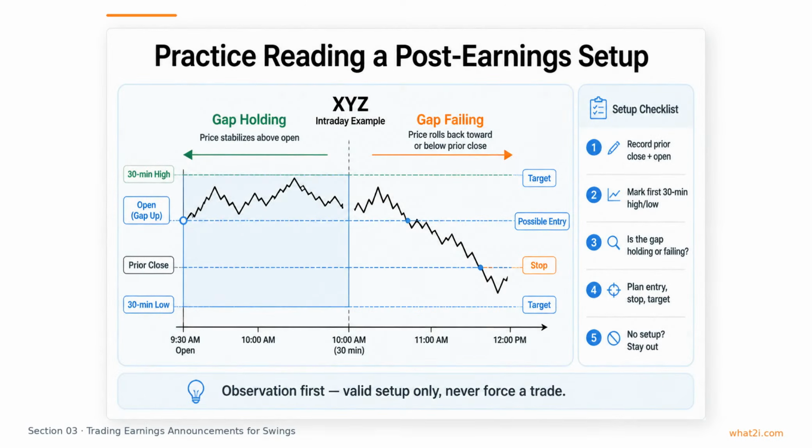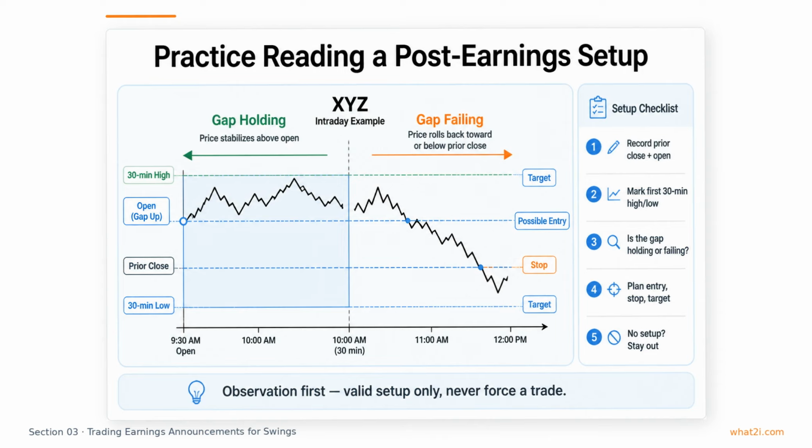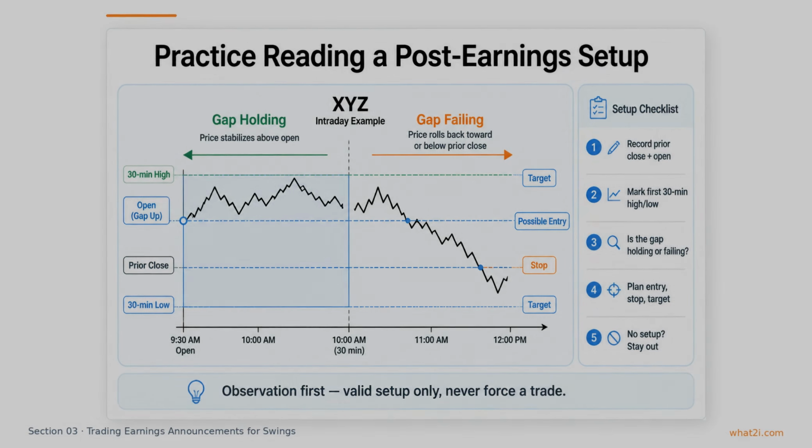A useful practice exercise is to study post-earnings charts without placing any trades. Record the prior close, the opening price, and the first 30-minute high and low. Then ask whether the gap is holding above that range or failing back through it. If a fade setup seems valid, mark where an entry, stop, and target would make sense. If no clear setup exists, write down exactly why you would stay out. That final part is important because good trading often includes choosing not to trade. Observation like this helps you build pattern recognition without the pressure of real money.